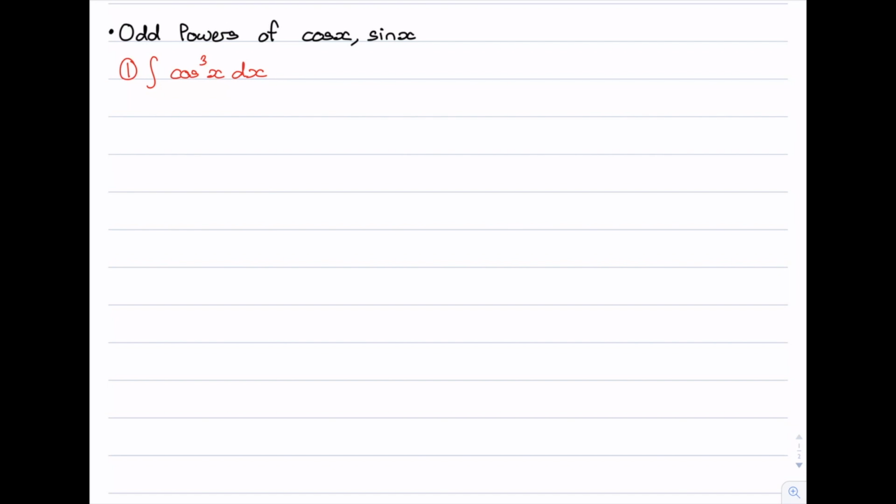The first kind of integral that we're going to look at are the integrals of odd powers of cos and sine. So here in our first example, we have the integral of cos cubed x. The way that we do these is we usually want to reduce the power of cos or sine by 1. What we mean by that is we just want to multiply by cos x. So to make up a power of 3, I have to multiply this by cos squared x.